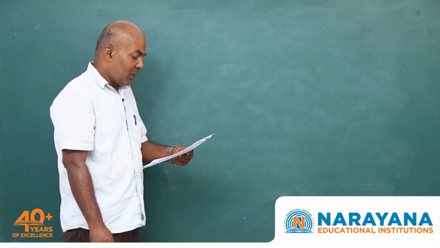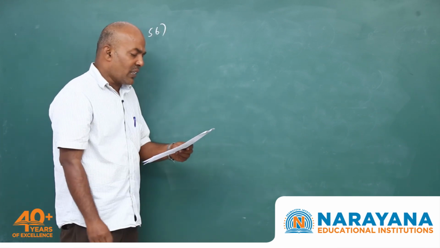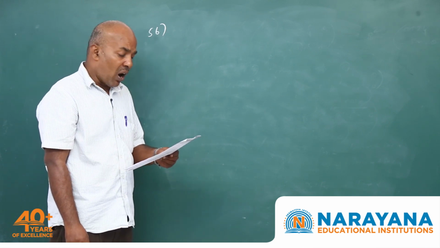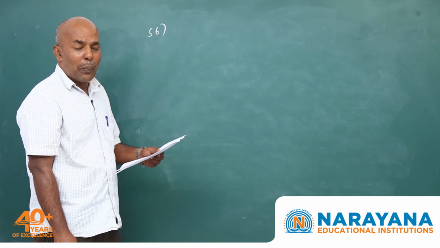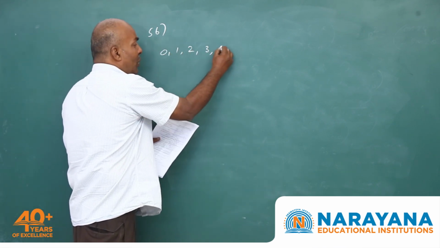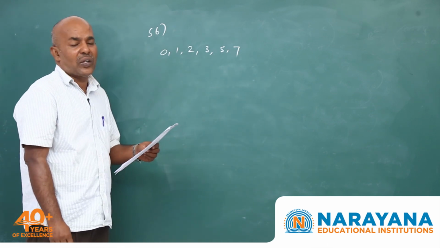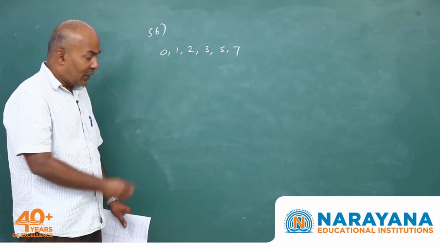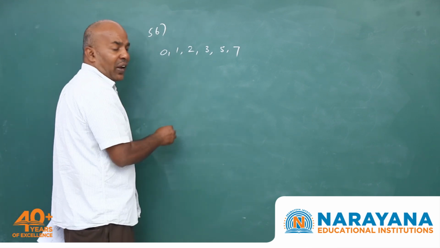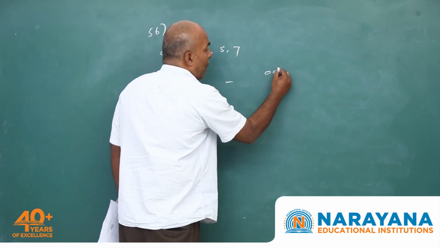Now we shall start discussing question number 56. The question says: find the total number of 4-digit odd numbers that can be formed by using the digits 0, 1, 2, 3, 5, 7, with repetition allowed. That is the given condition. So with repetition we need to form 4-digit odd numbers.